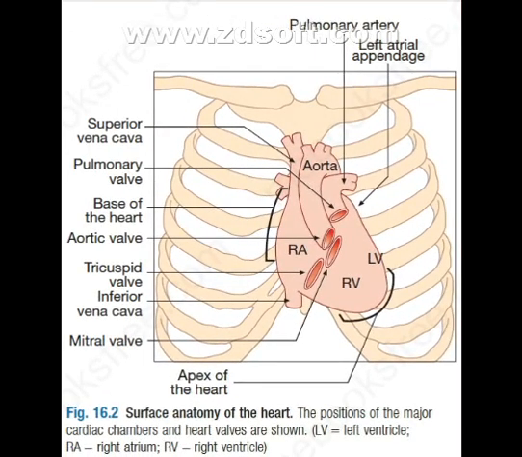This is the surface anatomy of the heart. The positions of the major cardiac chambers and heart valves are shown. There is the pulmonary artery, left atrial appendage, superior vena cava, pulmonary valve, base of the heart, aortic valve, tricuspid valve, inferior vena cava, mitral valve, and apex of the heart.